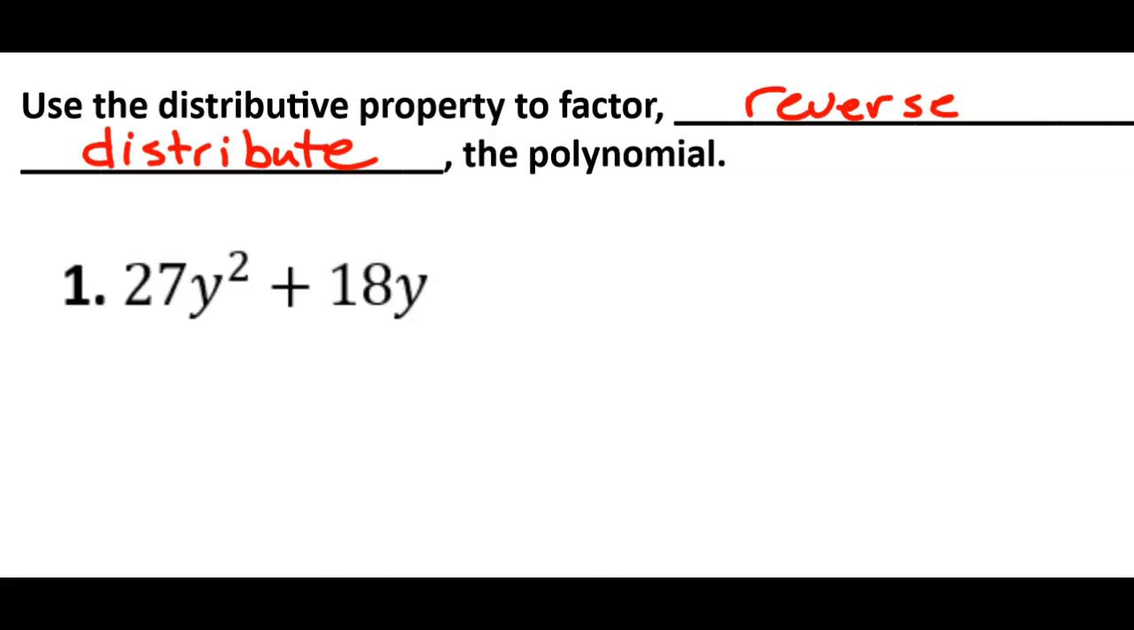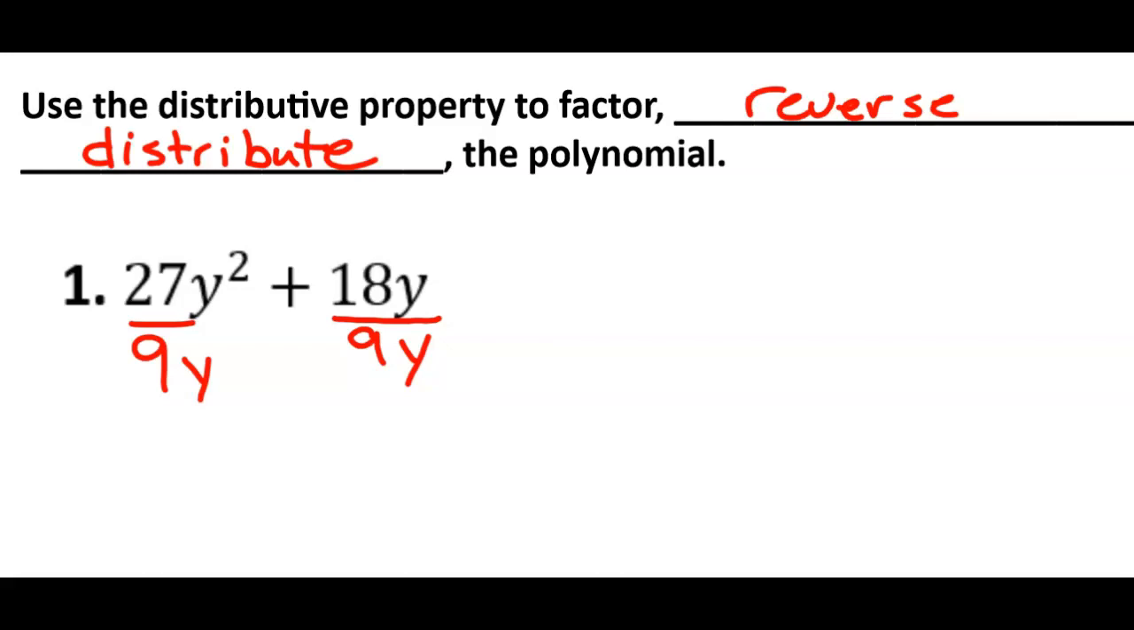What is the largest number that we would be able to divide 27 and 18 by, Jerry? 9. Okay? What is the largest variable that we'd be able to take out? How many y's would we be able to take out of both of these? So we have to take the same amount out of each. How many y's would we be able to take out? 1, right? Because there's only one y in here. So I can divide this by 9y.